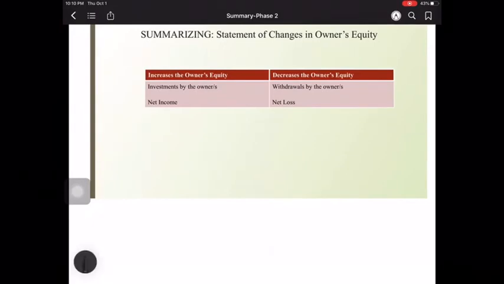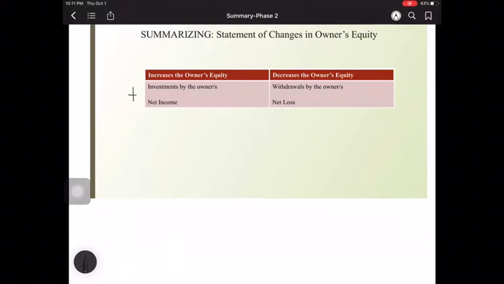All right, you have here a summary of the possible changes which would be brought by the various elements in our statement of changes in owner's equity. So again, let's just repeat so that everything would be clear. If there are any investments by the owner or the owners of the business, or the result of the operations of the business is a net income, then the effect of these elements would be an increase to the owner's equity account.